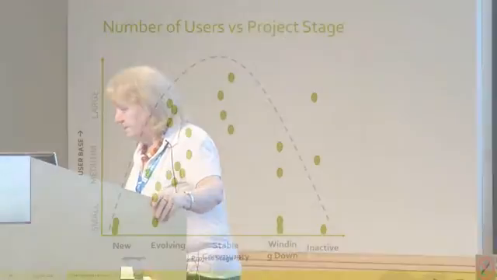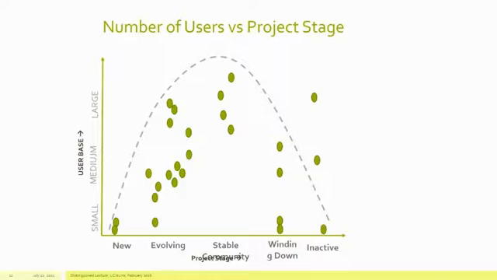Now, users is very similar, but a little bit more up in that bell curve. So same x-axis there, and the users, projects have got more users, but not as many contributors. So what you can see here is that they start off with many users, and then the users sort of drop off, and the projects are then sort of deemed to be inactive.